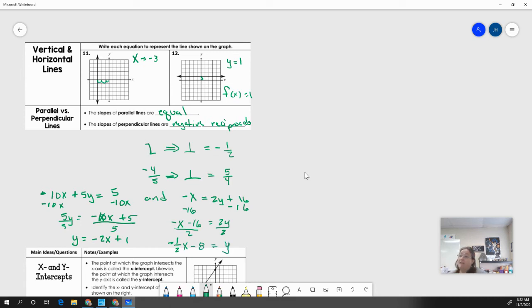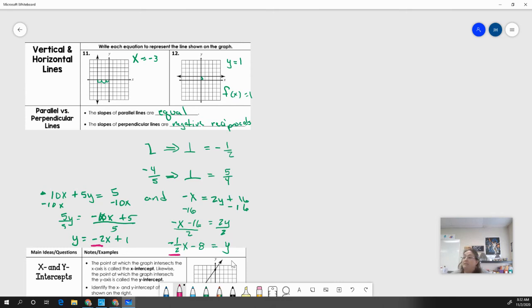Now, I can rewrite that the other way. I could write that as y equals minus 1/2 x minus 8. But all I really care about right now is what is in front of my x, because it's asking, are they parallel, are they perpendicular, or are they neither?